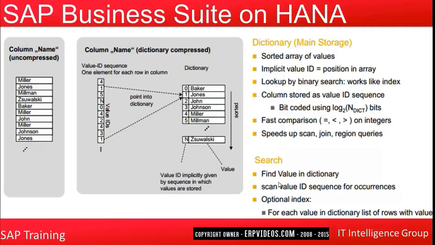This is showing how the compression is achieved in the HANA database. You can see your column name, this is in uncompressed format. This is your value ID sequence, one element for each row in one column. This is how we can do the sorting and how the dictionary compression happens.